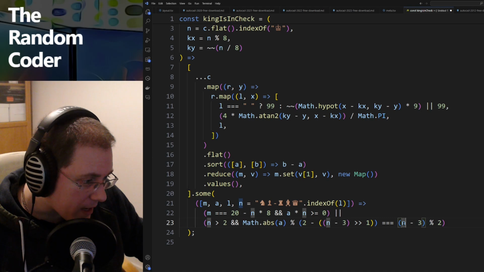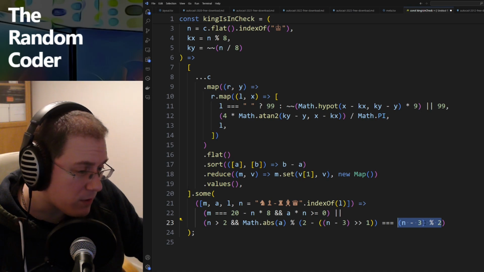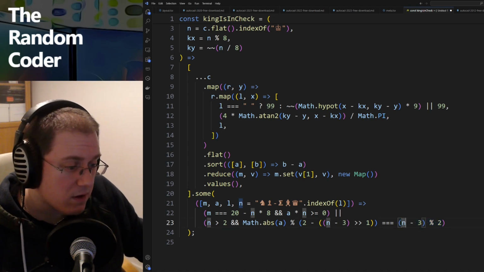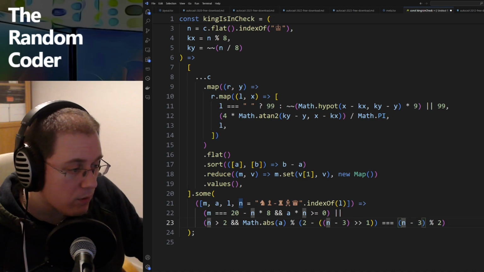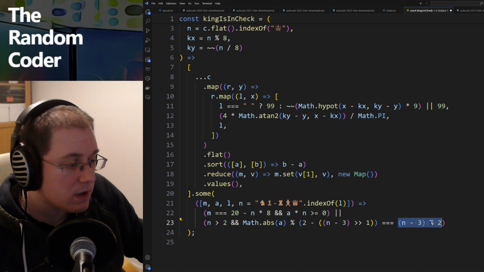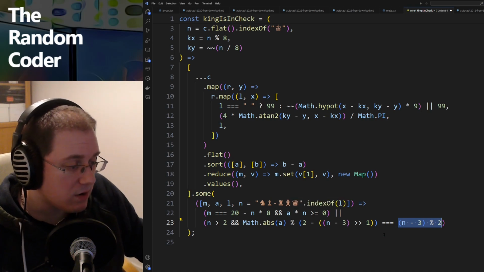If it equals n minus 3 modulo 2 again, modulo 2. So if that is 0, okay, so that'll be 0, 1, 0. Yes, okay, this is clicking, I think. 0, 1, 0. So we're expecting a value equal to 0, 1, or 0.